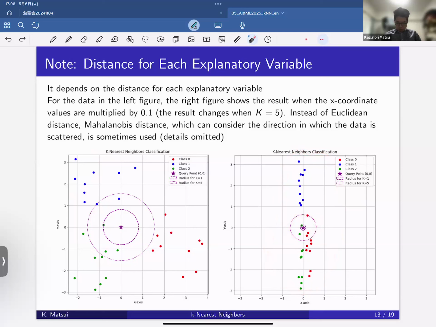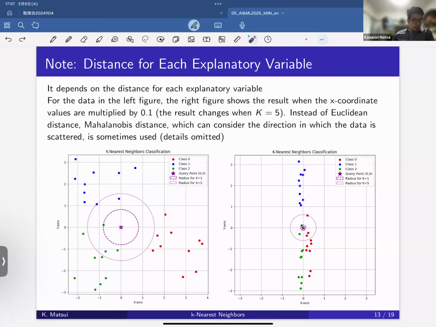When we apply k-nearest neighbors with k equal to 5 to this compressed area, we now find 3 red points here, here, here, and 2 green data points closest to the star, making red the majority. So the k-nearest neighbors method would classify the star data as red. This was green. So please note that the k-nearest neighbors method depends on the distance for each explanatory variable.